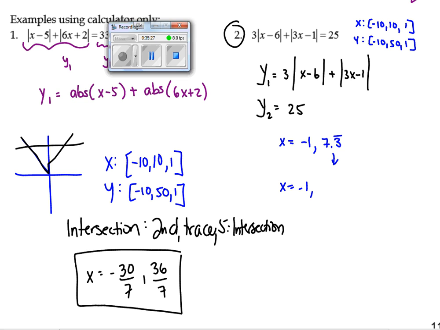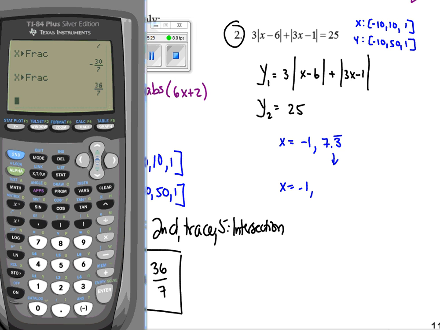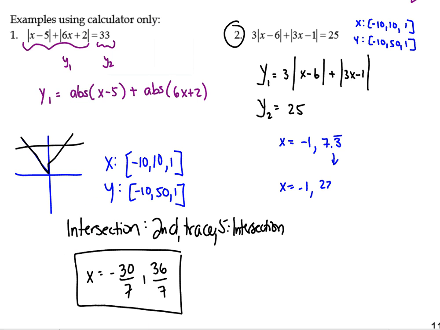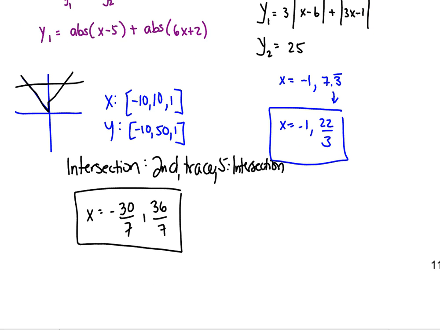So I'd quit out of here. X, math, enter, enter. You should have had 22 over 3. And negative 1. Right? Oh man, that was a long lesson. I'm sorry, guys. I didn't realize how long it was. Me neither.